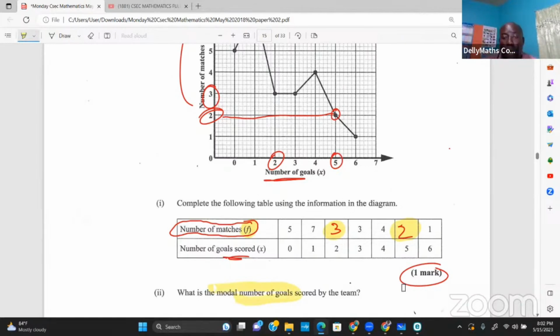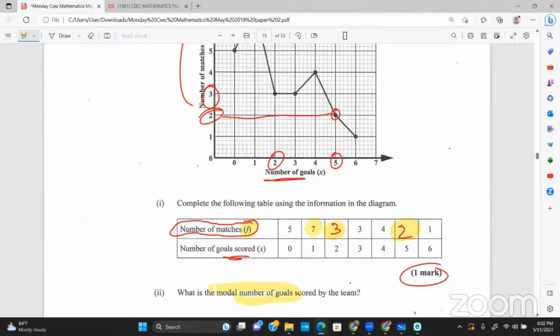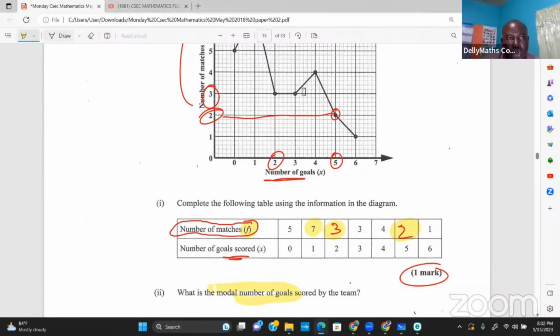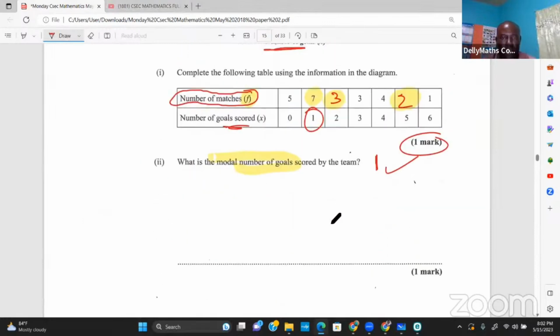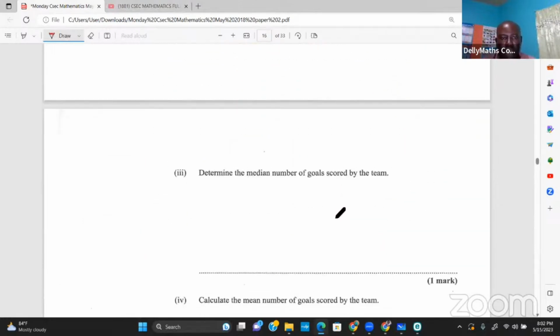So you're going to go now and look for the biggest frequency. Number 7. What's the modal number of goals scored? Very good, Leon. 1. 1 is the answer. So the modal number of goals scored is 1, right? So we saw 1 7 times. Let's go to another question.